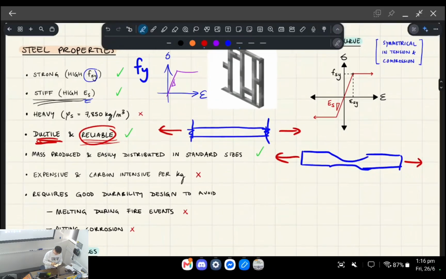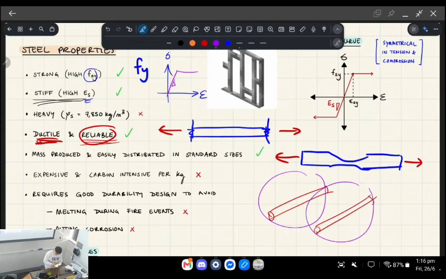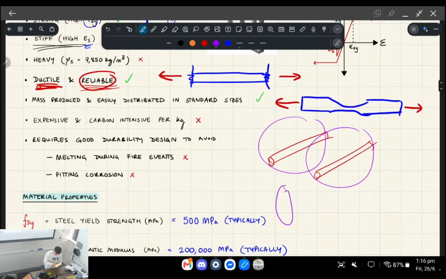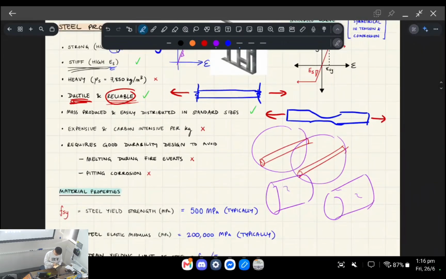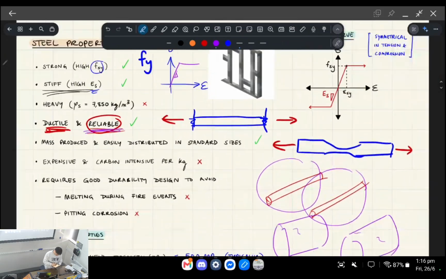Okay, so if I've got one reinforcing bar and it's visually identical to another one, you can imagine that they will both behave very similarly, as opposed to, let's say, two concrete cylinders in compression. Because of the microscopic fractures in the concrete cylinders, they're less reliable than the steel, okay? The steel behaves more consistently. So that's what we are saying when we say reliable, okay?